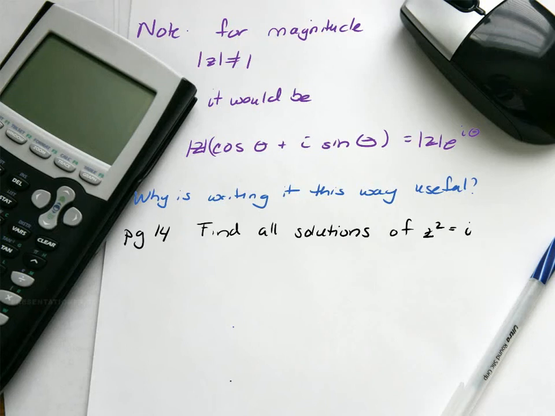But on page 14, they have an example where they ask you to find all solutions of z squared equals i. And this is the kind of thing where if you go and put a plus bi squared in there for z and you try to actually solve for the a and the b, it's going to be a massive headache.